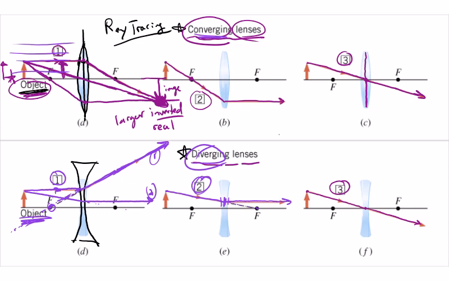Let's actually switch the color. I'm going to make this pink so you can see what's going on. I'm going to have it come backwards, back, back, back, like that. And if you notice, they cross right about here, just a little bit in front of that focal point. So that's where the tip of the arrow would be. And so this is where our image would be.